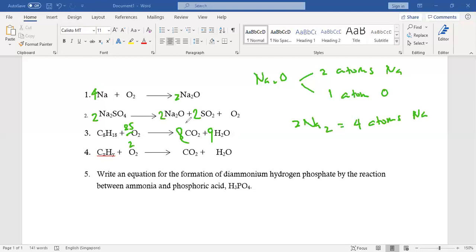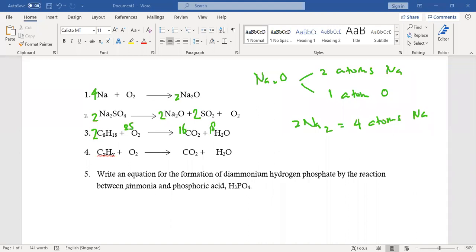But again, we try to remove the fraction. So what we need to do is multiply the coefficients on the left and on the right hand side by 2. So having said that, I'll just put here 2. And then I multiply this one by 2, so I have 25 O2, and then this one becomes 16, and this one, 9 times 2, becomes 18. All right, so this one is 18.